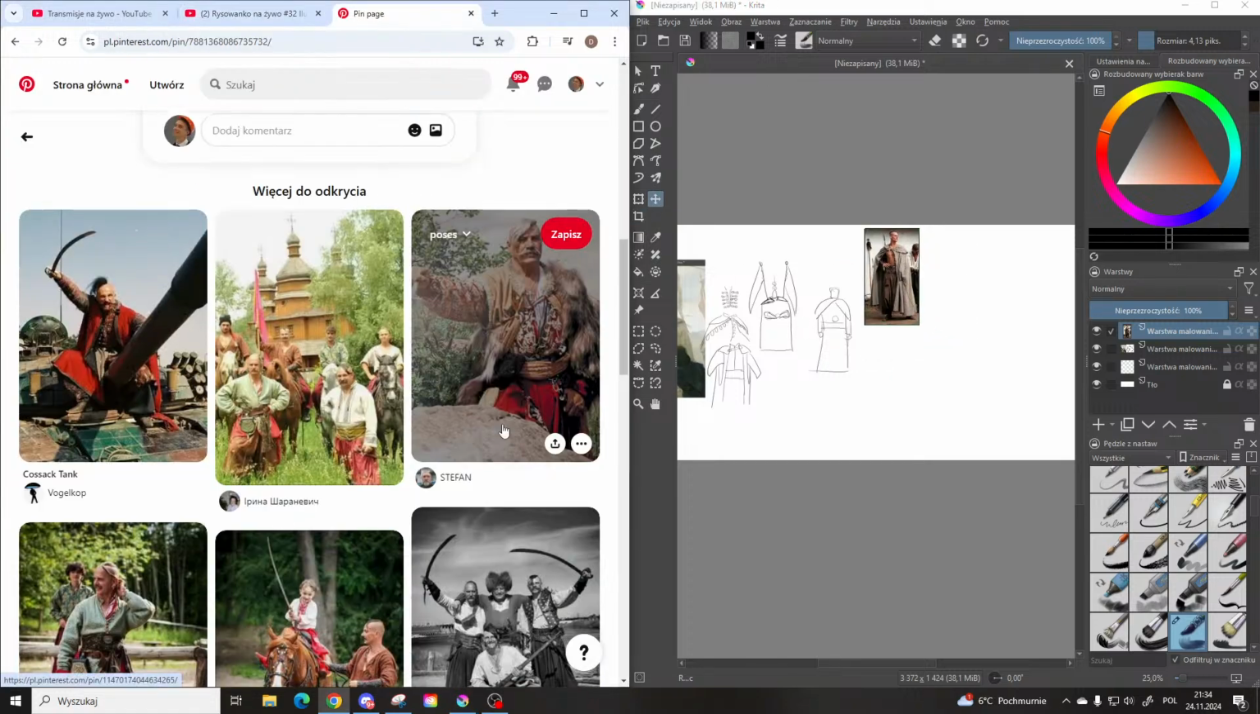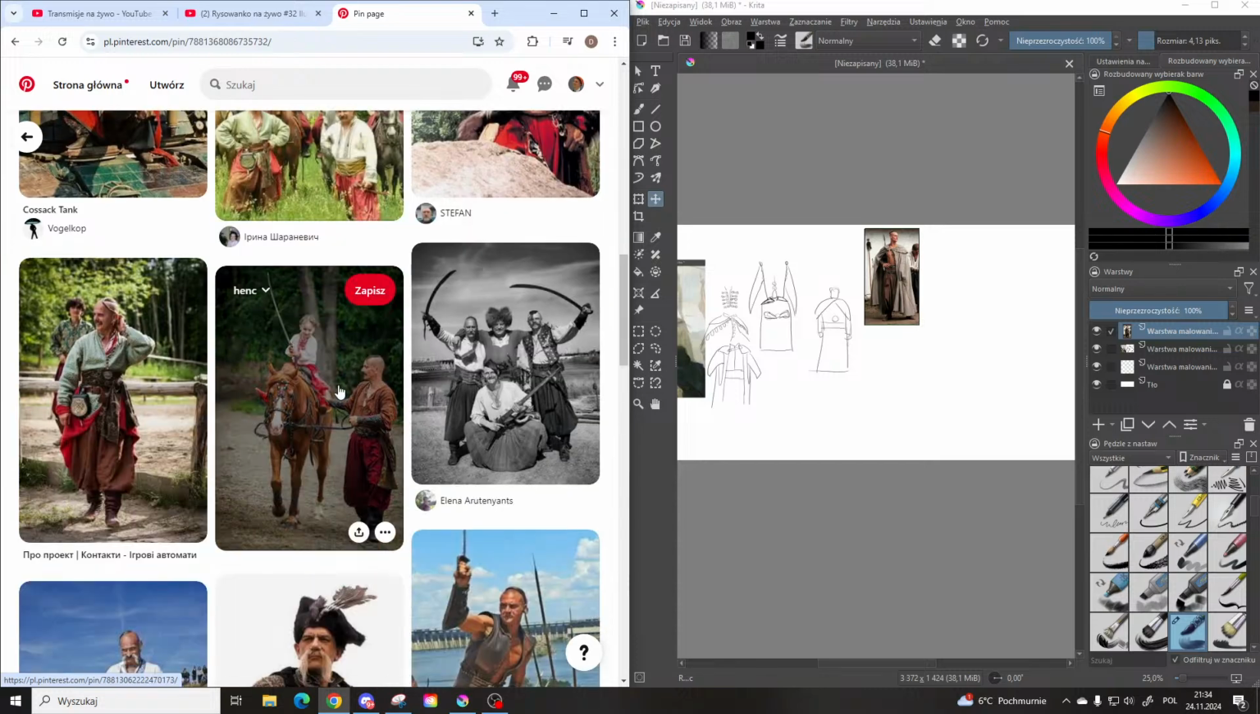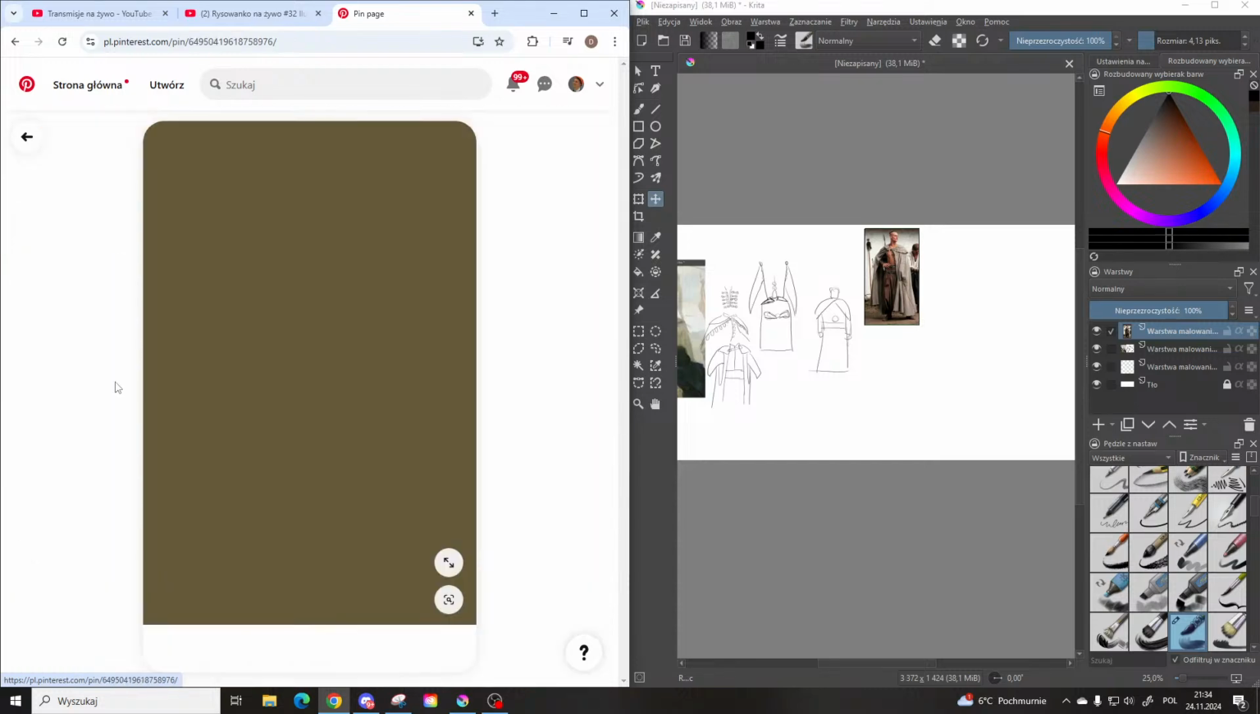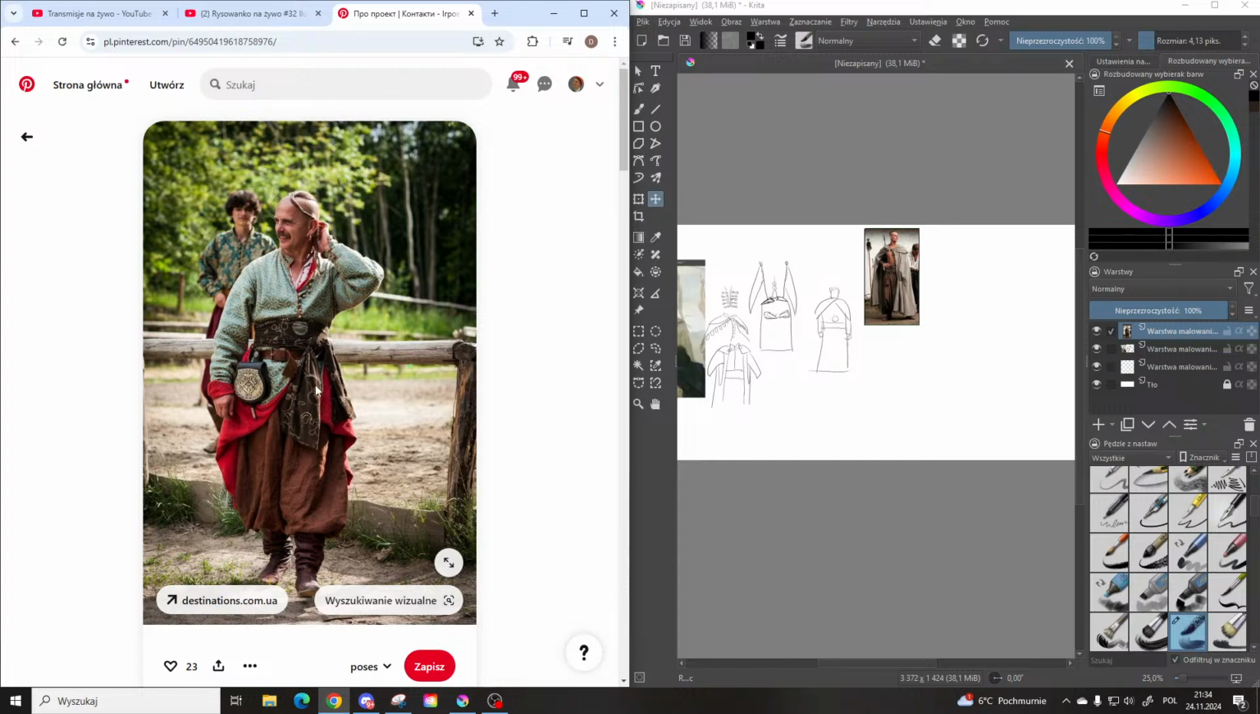Let's see what else we have to choose from. Okay, this belt is crazy interesting.